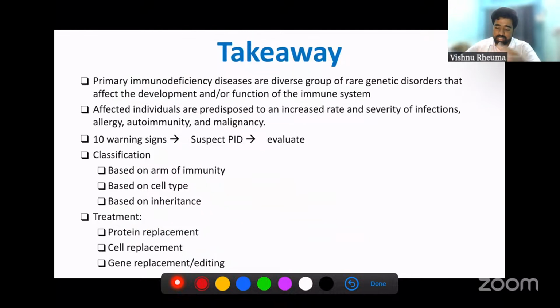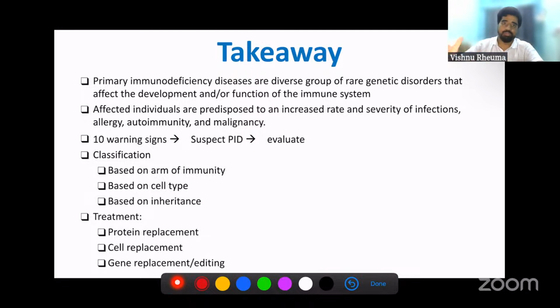Then the takeaway: this is a diverse group which we have not discussed in much detail. We have mainly looked at the approach. If a patient is coming with recurrent infections, what tests will you do, what things do you look for in history and physical examination, what can lead to a probable diagnosis, and how will you approach the treatment. We have only talked about approach. For each disease, how it will present and the nitty-gritties of the phenotype, obviously you have to go through our PID lessons. And also it's a never-ending chapter, right?